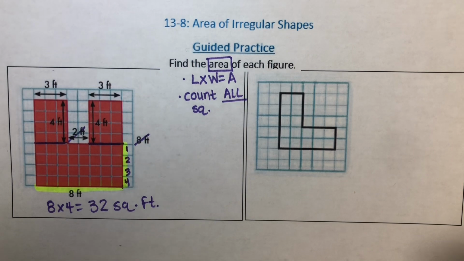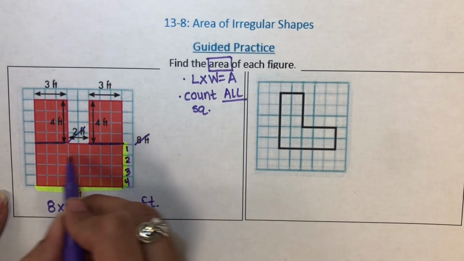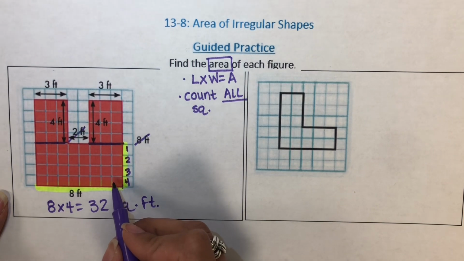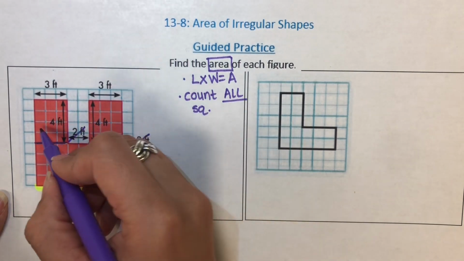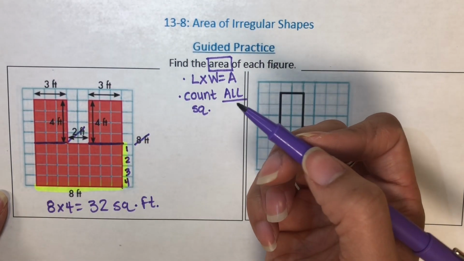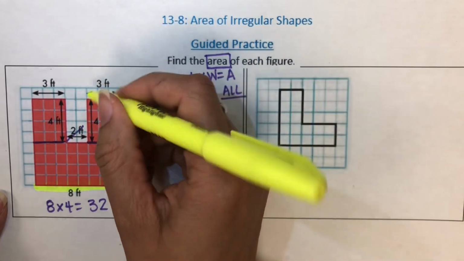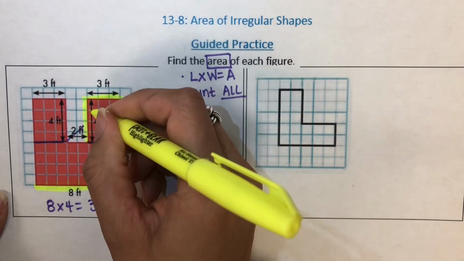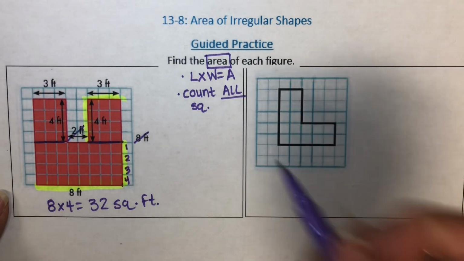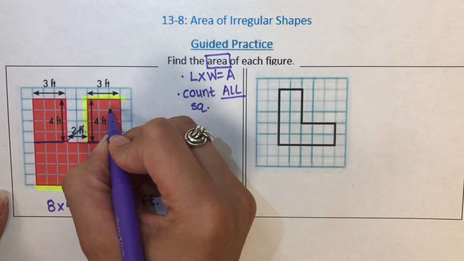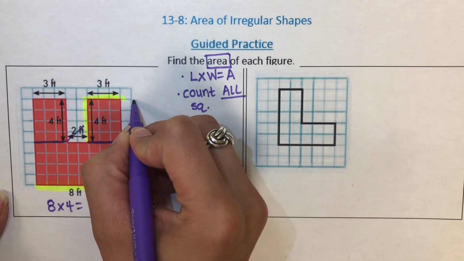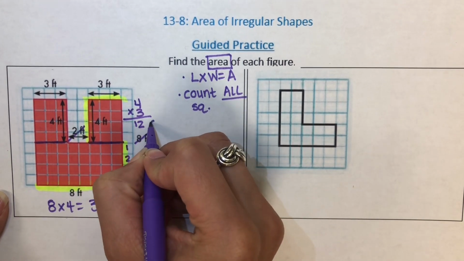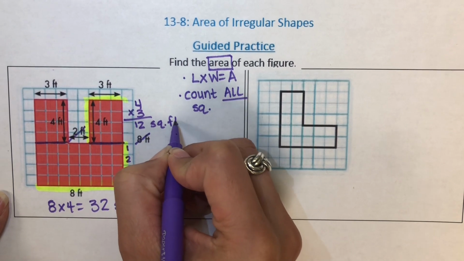Now, I'm not done because that's just how many squares are in this area. If I count all of these squares right here, I'm going to end up with 32. I still need to find the areas of my top 2 rectangles. Again, my length times my width, 4 times 3, 12 square feet.